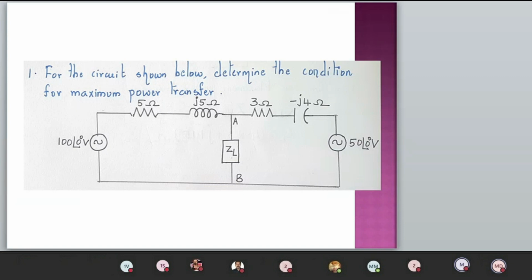So whenever you work out an AC circuit analysis, the factor impedance is very, very important. Many students do not take impedance seriously and they land themselves in trouble. So be watchful, be careful. The load impedance is equal to the complex conjugate of Thevenin impedance. In this circuit, if you find Thevenin's impedance and its complex conjugate, that's sufficient.